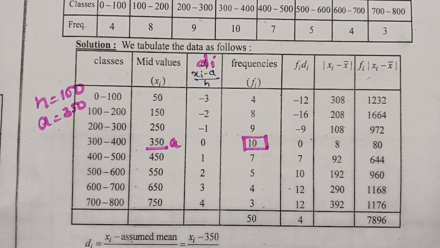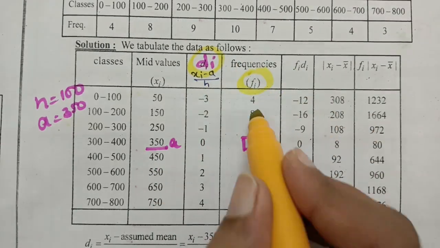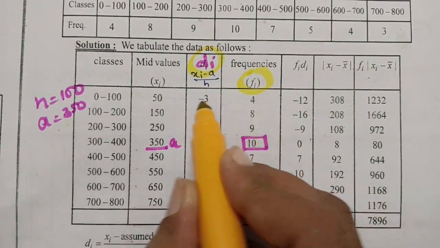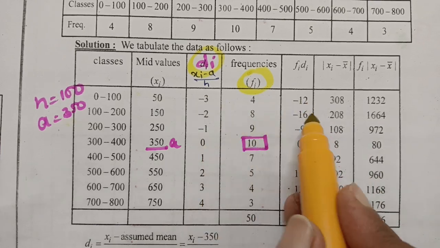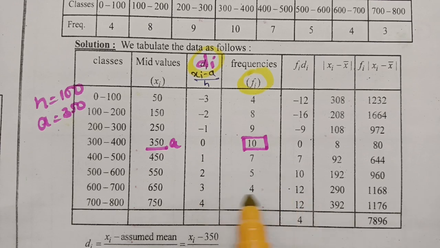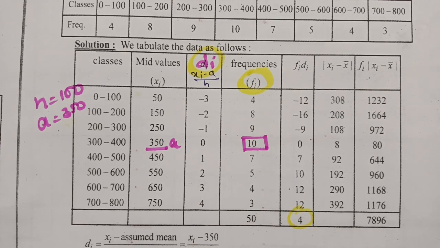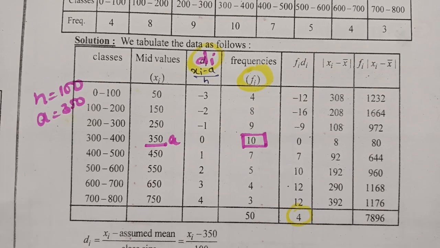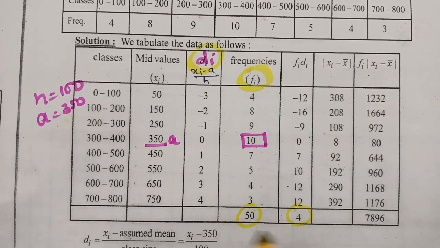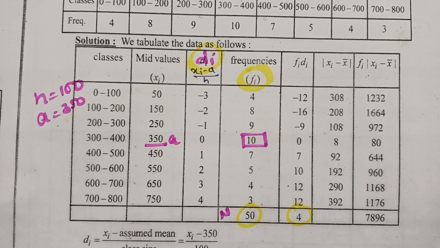And now we have to multiply these two, that is here D and Fi should be multiplied here. So if you multiply these two, this will be minus 12, this is minus 16, minus 9, 0, 7, this is 10, this is 12, and this is 12. And here the total here is 4. And now here the frequency total is nothing but the n value. So this is nothing but the n value. Sigma Fi is nothing but n all the time.